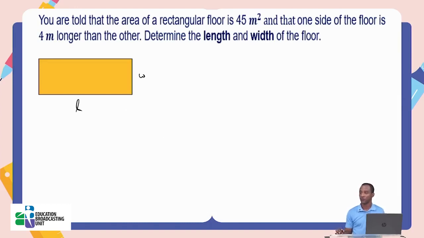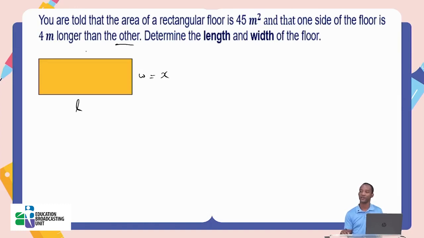Now, we're told that one side of the floor is 4 meters longer than the other. Well, the other side must be the shorter side, if the first side is 4 meters longer. Now, do we know the measure of the other side? No. So let's take that as x. Let's call this the width here. Let's say that it has a measure of x meters.